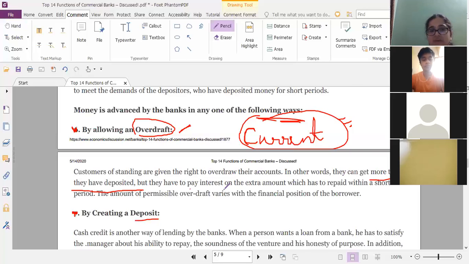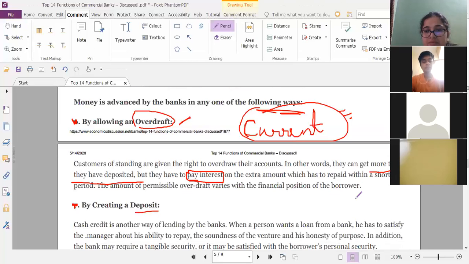This is very normal: interest will always be charged. It is like a service charge that the banks provide on the extra amount, which has to be repaid within a short period. The amount of permissible overdraft varies with the financial position of the borrowers.